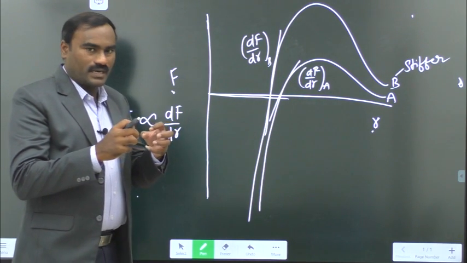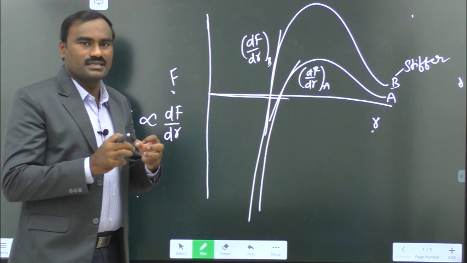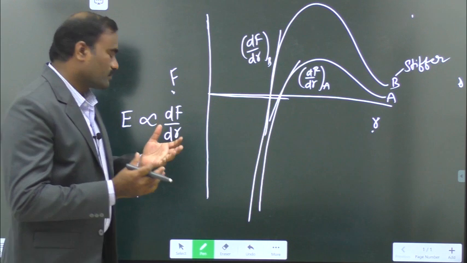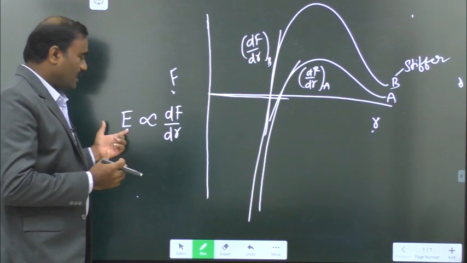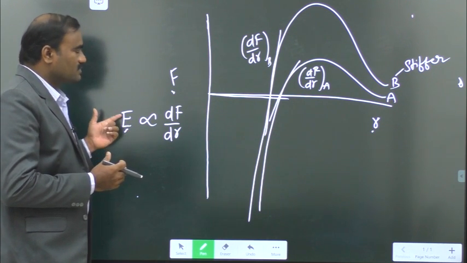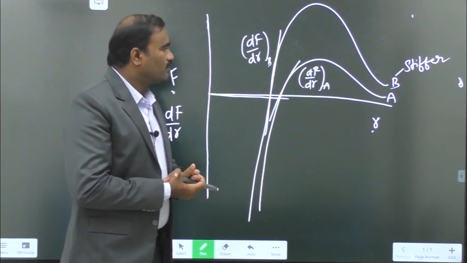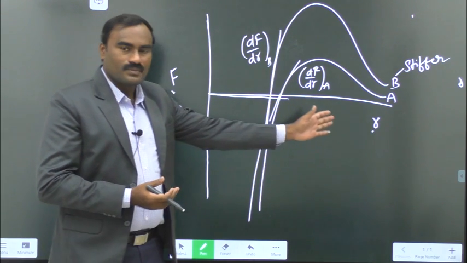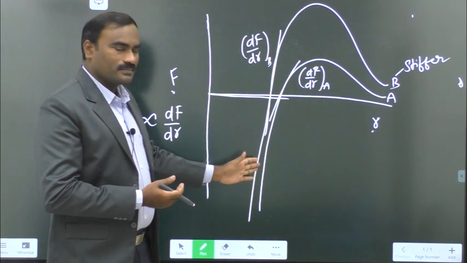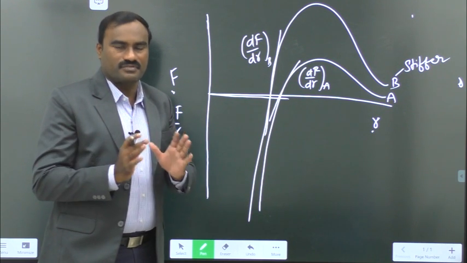If the force between the two atoms is strong, then we need to apply more force. That means the material is strong, that means the stiffness of the material is very high. So automatically the material will have high Young's modulus or modulus of elasticity. The other way to find the stiffness of the material is by looking at the force versus interatomic distance curve. If the curve is steeper, then you can say that the material is stiffer.